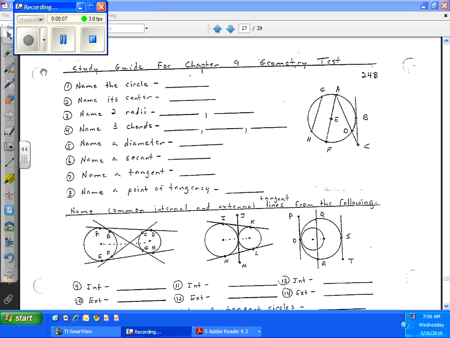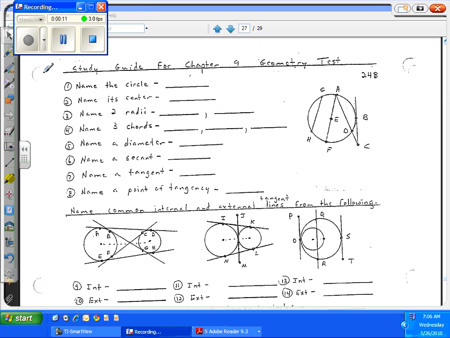Name a circle. A circle is the set of all points in a plane, a given distance from a given point in that plane. The given point is called the center. The given distance is called the radius. You name a circle by its center, so we would call that circle E. Its center is the point that all of the points on the circle are equidistant from. It is that given point, point E.